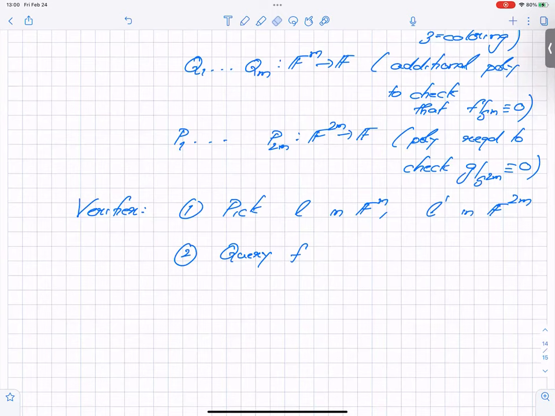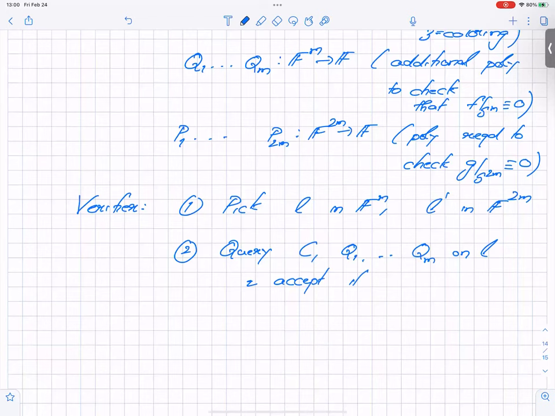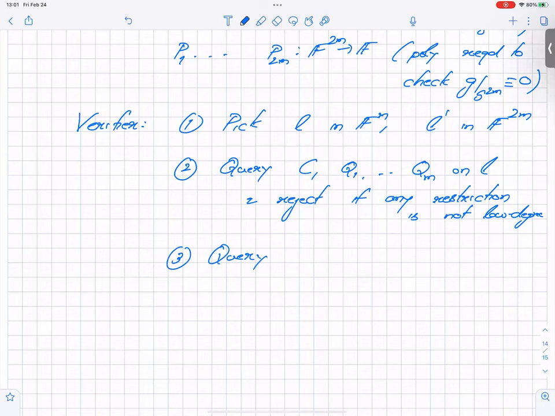Query Q1, Q2, ..., Qm on L and accept each restriction as low degree, and reject if any restriction is not low degree. Query P1, P2, ..., P2m on L prime, and reject if any restriction is not low degree.